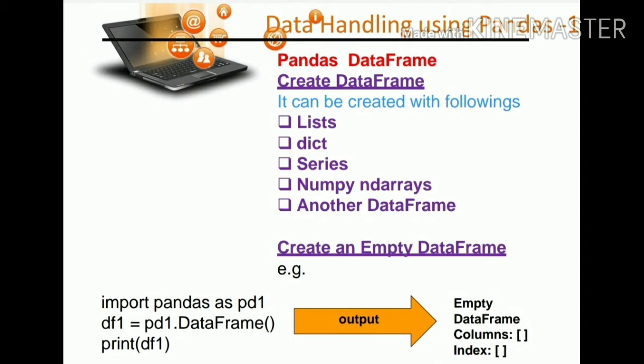Now just see one example. Create an empty data frame. We are not providing any data, we are simply creating a data frame which is empty. First of all, we have to import pandas. So import pandas as pd1. Otherwise you have to write the full pandas.DataFrame. Since we have imported it as pd1, we are using pd1.DataFrame. Here DataFrame is the constructor which I have already explained. A constructor is a function whose name is similar to that of the class. And we are saving all this in df1.